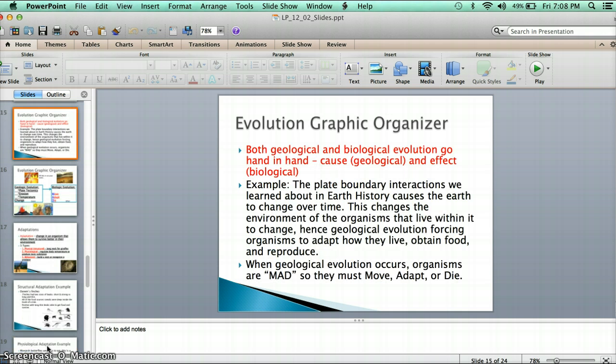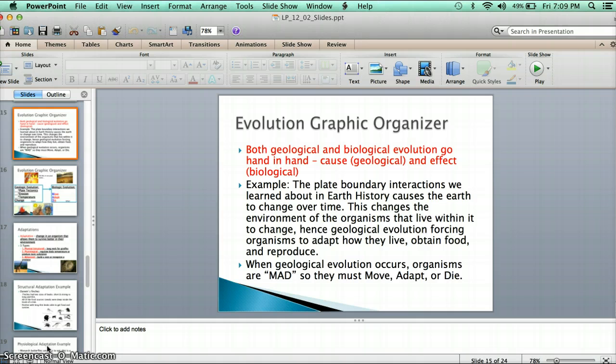Okay, so you're going to fill in your graphic organizer now with geological and biological evolution. They go together. We can't talk about biological evolution without talking about geological evolution, which is why we talked about it first. So let's think of this example. Plate boundary interactions we learned about in our Earth history unit cause the Earth to change over time. This changes the environment of the organisms that live within it. Hence, geological evolution forcing organisms to adapt how they live, how they obtain food, and how they reproduce.